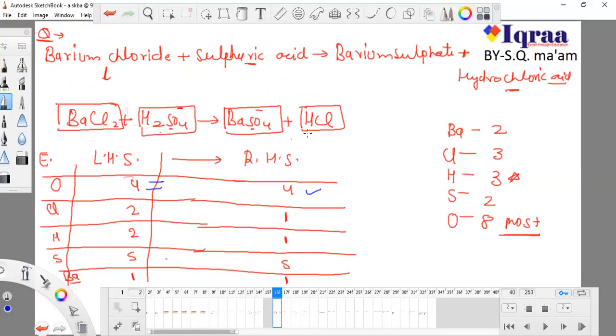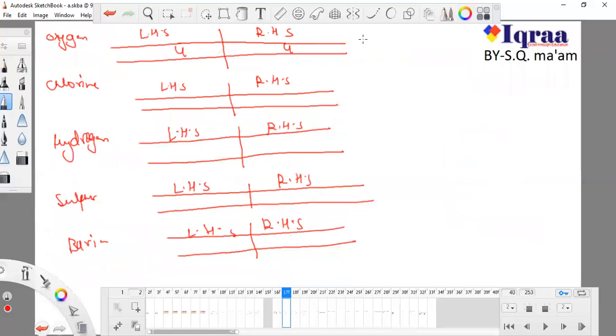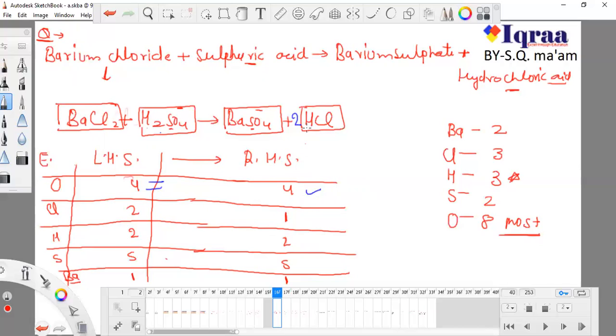Hydrogen is 2 here and hydrogen is 1 here. So instead of doing anything inside the bracket, I would prefer to write 2 here. Now what happens? There will be 2. And for hydrogen, there is 2 and there is 1, so I will multiply this side by 2. Why 2? Because I wrote 2 here. So it was 1 before and I multiplied by 2. So it is 2 here.